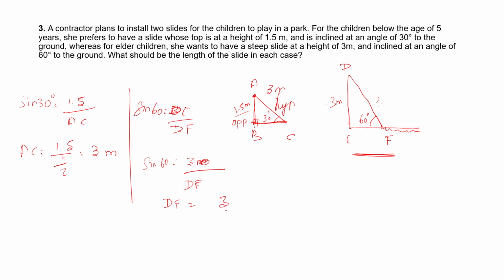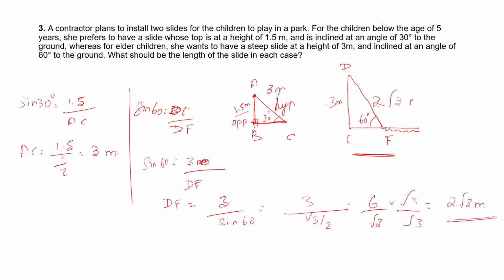3 meter. Okay. 3 by sine 60, which is equal to 3 by root 3 by 2, which is equal to, if you take the reciprocal, 6 by root 3 into root 3 by root 3. So this will become 2 root 3 meter. So this slide length is 2 root 3 meter. So what should be the length of the slide in each case? The first slide length will be 3 meter and the second slide length will be 2 root 3 meter.